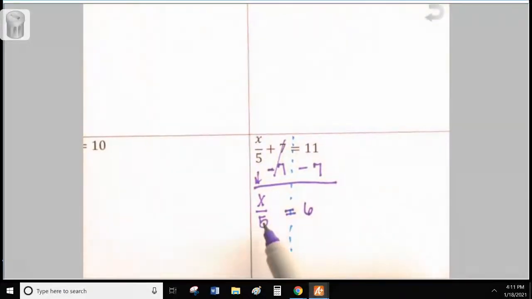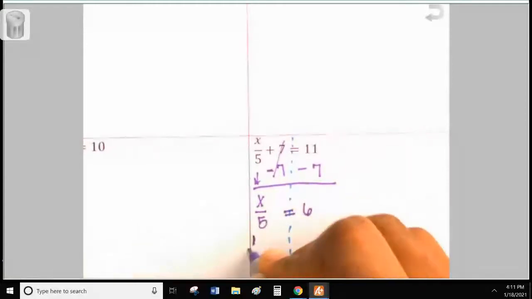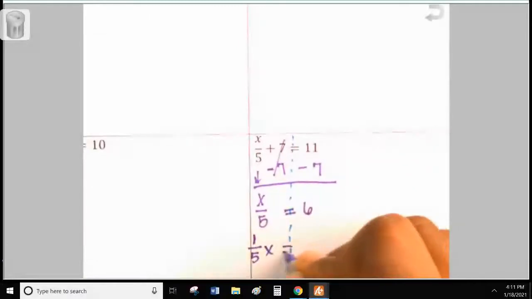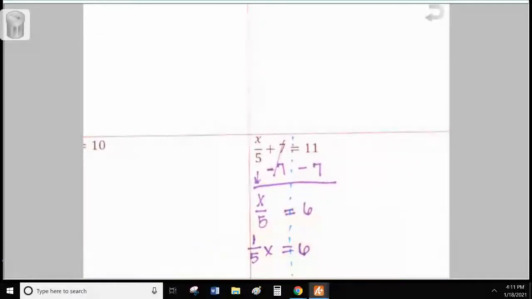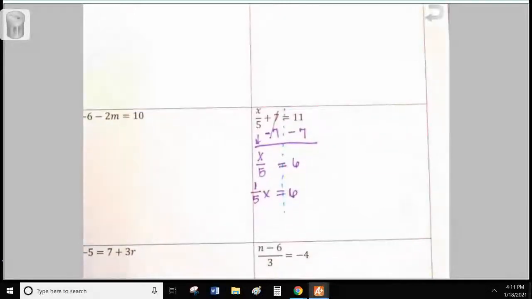So here I have x over 5. I want to separate that into a fraction and a variable like we've done so many times in the past. So I'm going to just rewrite it down here to be 1/5 x equals 6. That's the way I want to see it. 1/5 x equals 6. So now I see my fraction.